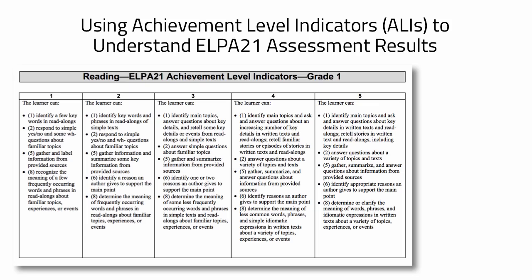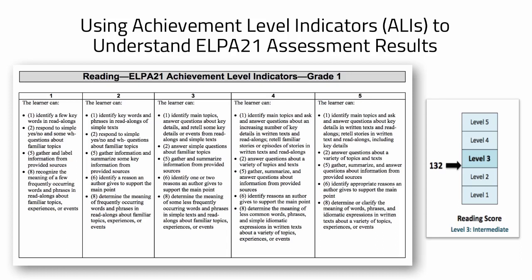The ALIs present the ELP standards and level descriptors for each grade level band and domain in the form of a table. The numbers in parentheses in the table represent the ELP standards that pertain to that particular domain. So, for example, the domain of reading comprehension is addressed by standards 1, 2, 5, 6, and 8. The phrases after these numbers are the level descriptors for those particular standards across the 5 performance levels. Let's use an example to illustrate how you might use this resource.